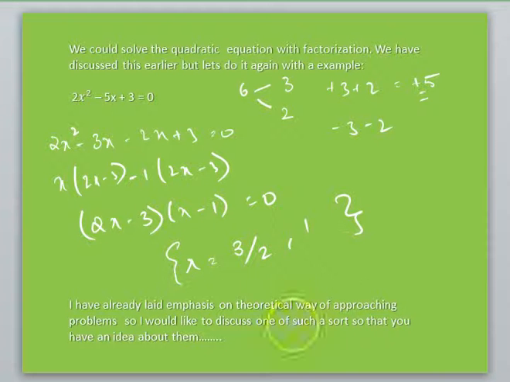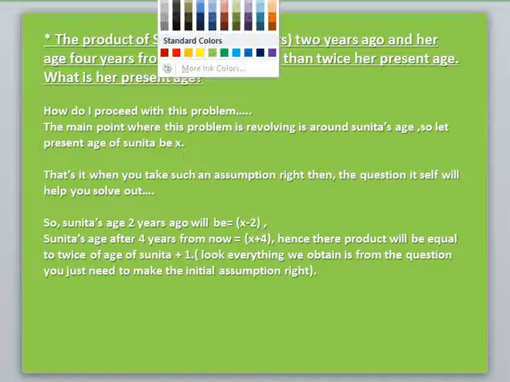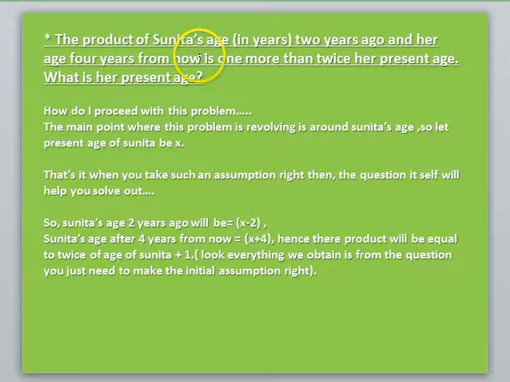I have already laid emphasis on the theoretical way of approaching problems. So, I would like to discuss one problem of such sort so that you have an idea about them. The product of Sunita's age 2 years ago and her age 4 years from now is one more than twice her present age. What is her present age is the question. How do I proceed with such a type of problem? The main point this problem is revolving around is Sunita's age.